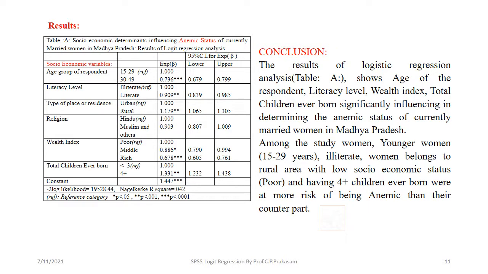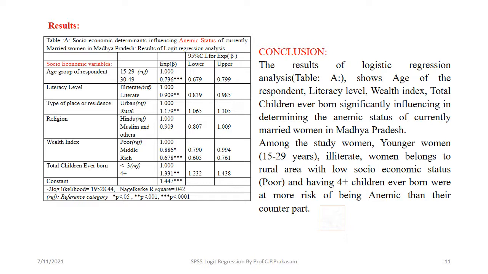The results are to be summarized and put in tabular form, whatever SPSS gives, those long tables. Therefore, looking at the previous table, we will see that the results of the logit regression analysis, that is the left side table A, show that age of the respondent, literacy level, wealth index, and total children ever born significantly influence the anemic status of currently married women in Madhya Pradesh. Therefore, table A on the left side is the summary information derived from the SPSS output. This way we can present it in the report.